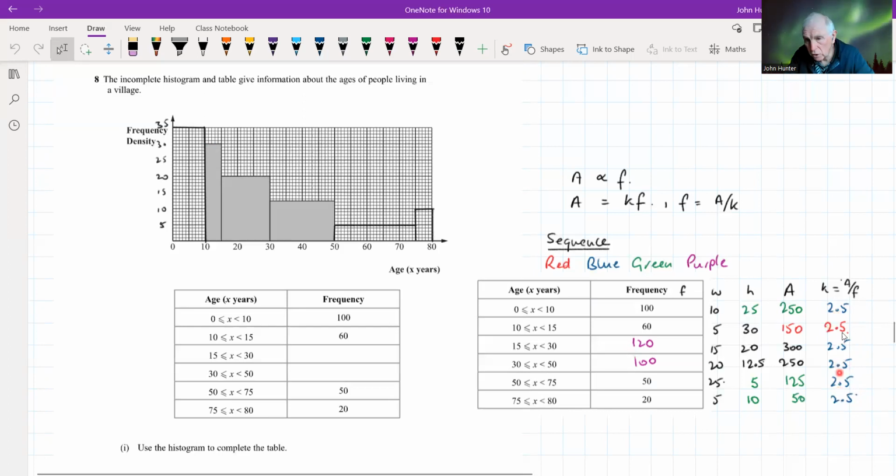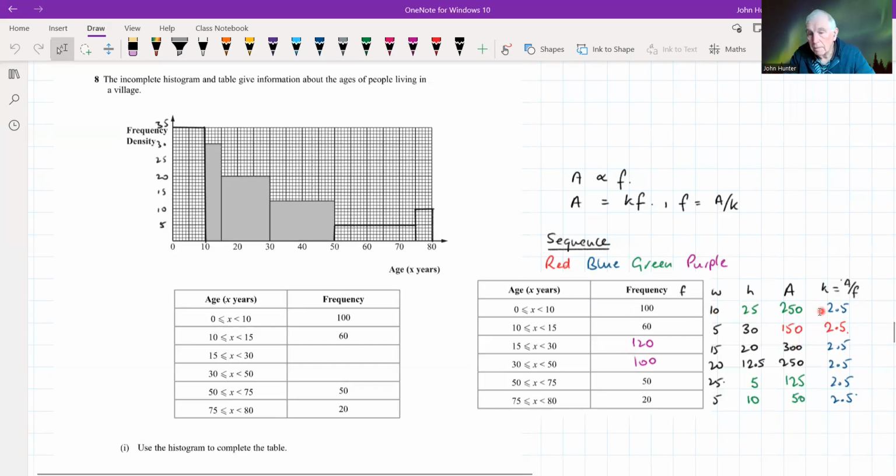So now we know that, we can actually complete quite a bit more. So in this first case, if that is 2.5, then the area is going to be the constant times the frequency, as per here. Constant times the frequency, so 2.5 times 100 gives us 250. And since we know that the width is 10, the height therefore is 25. Width times height equals area.